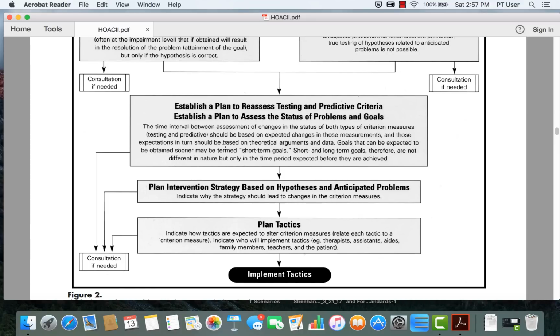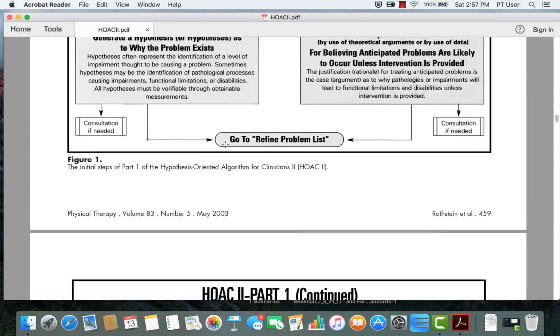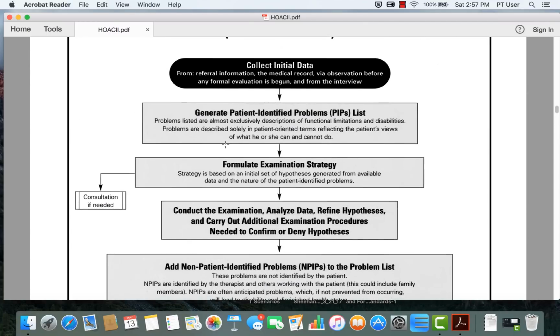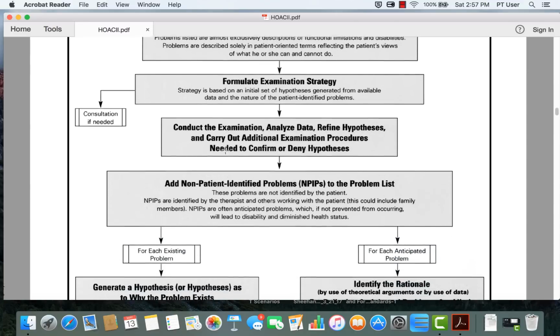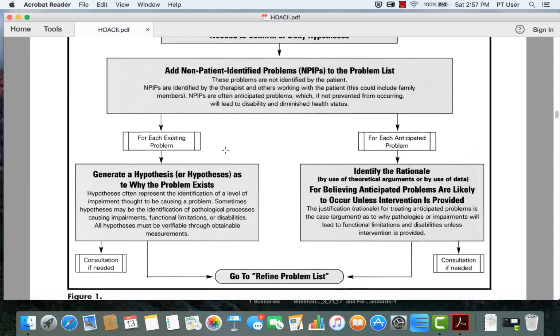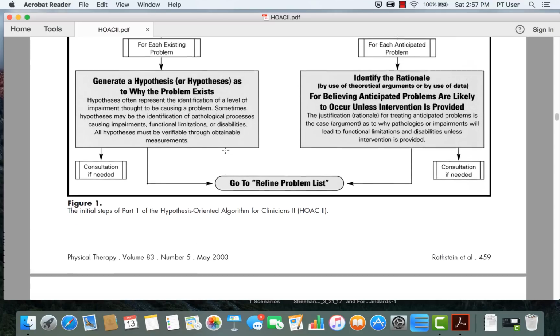Okay. So that is all of part one. We scroll back up. Again, reinforce. We're taking a patient-centered approach, starting with patient-identified problems. We move through our exam. We create diagnoses and rationales related to current existing problems and anticipated problems.